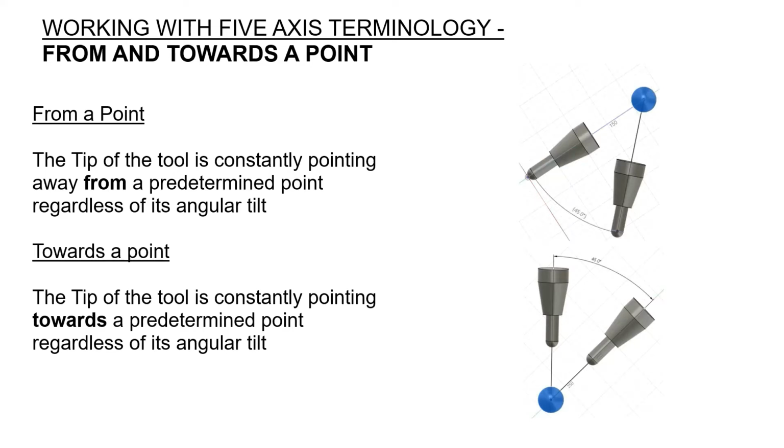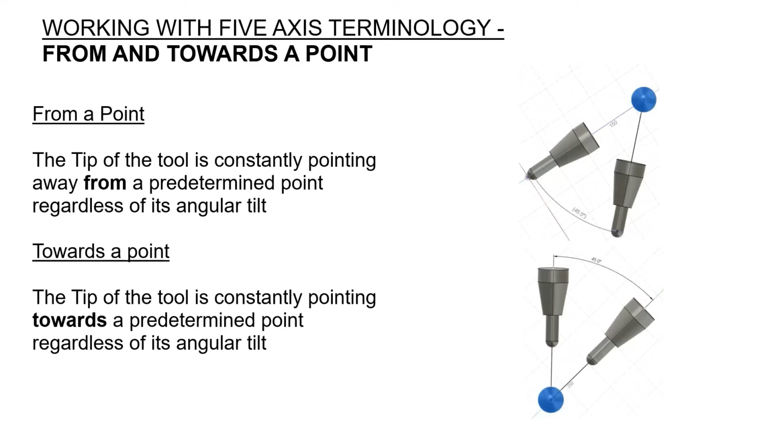The tip of the tool is constantly pointing towards a predetermined point, regardless of its angular tilt. In picture 2, we can see that if you struck a line again through the direction of the tool, that line would strike the centre of the point, whilst the tip of the tool is pointing constantly towards that point.